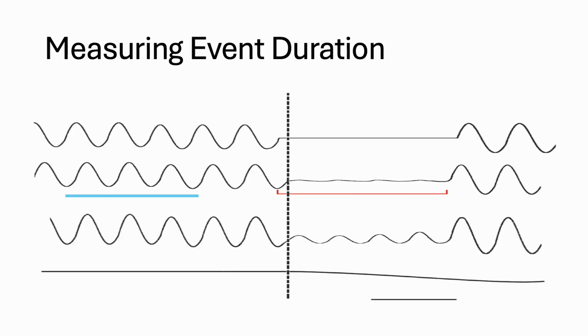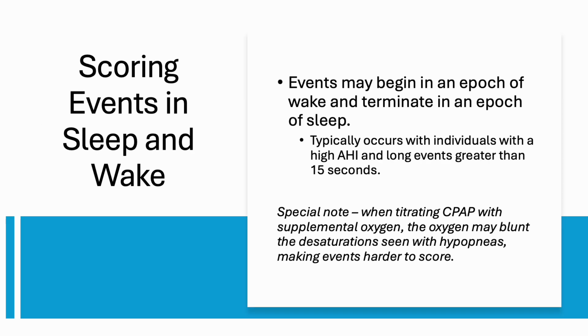This is a good example of how to measure events. The thick teal line here indicates normal breathing. It starts at a nadir and it ends at a nadir. In this case, the nadir is at the end of an exhalation. The red bracket begins at the nadir before the event starts and ends at the nadir before the next regular breath. This is the correct way to score event duration. It captures the entire time of respiratory disturbance and is standard, or everyone does it the same way, making it a more consistent way of scoring.